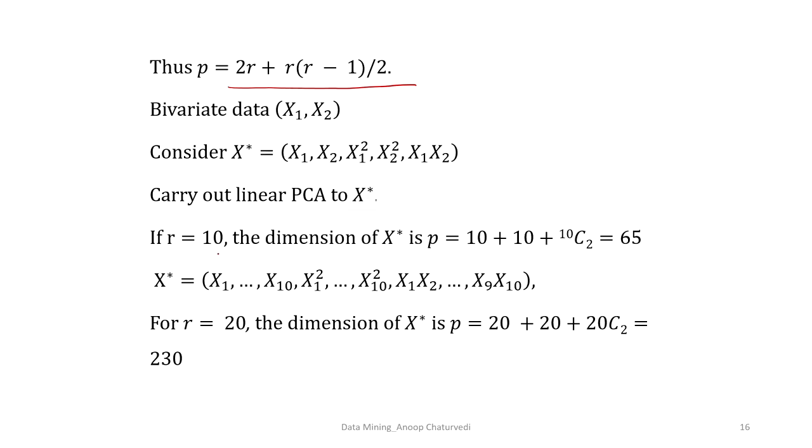If r is equal to 10, the dimension of x star is p equal to 10 plus 10 plus 10 C 2, that is 65. So, you get this kind of x star.